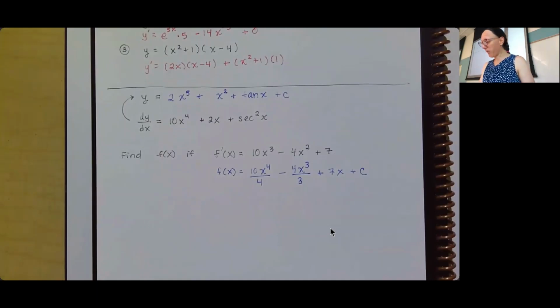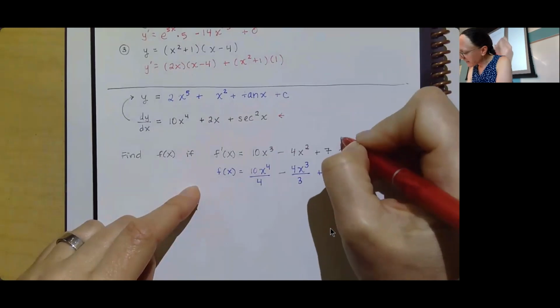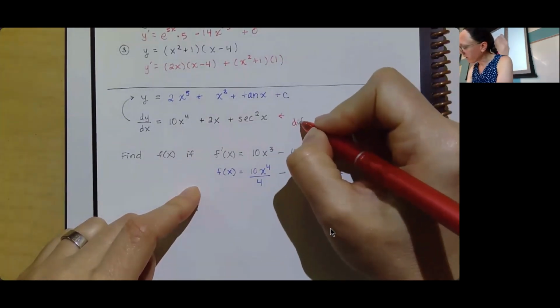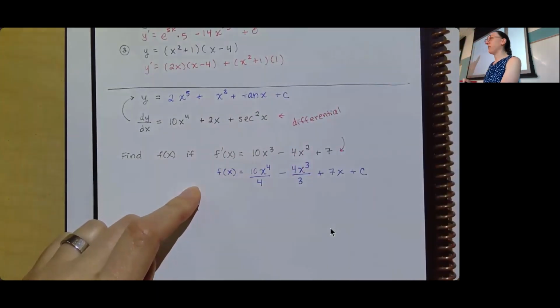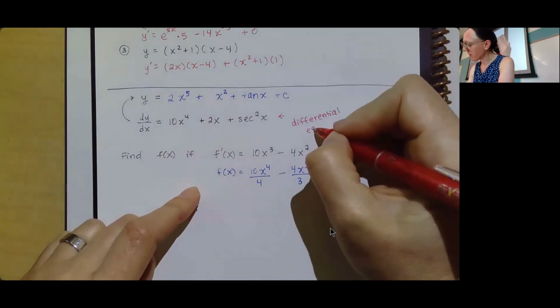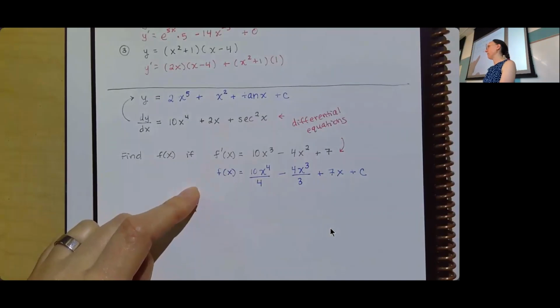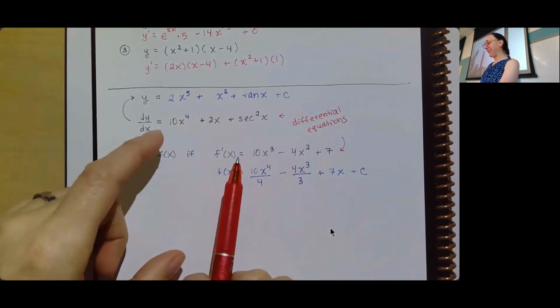By the way, both this guy and this guy have a name, and they are called differential equations, which just means they have a derivative in them, and an equal sign. We're going to spend a lot of time both this quarter and next quarter talking about differential equations. And it just means something with a derivative and an equal sign.